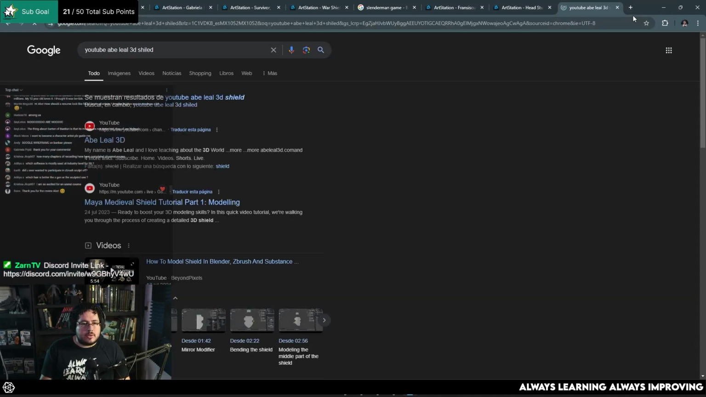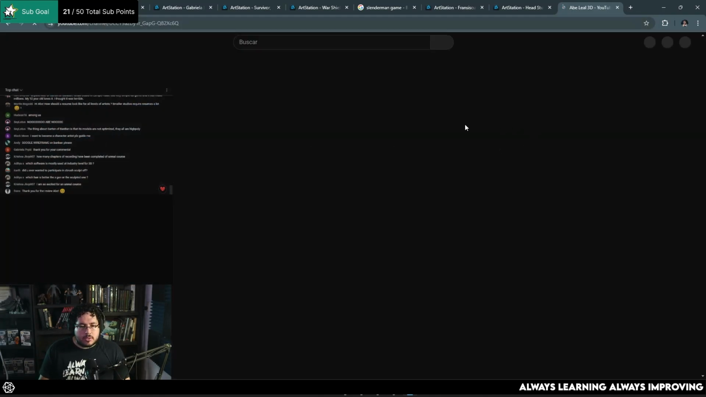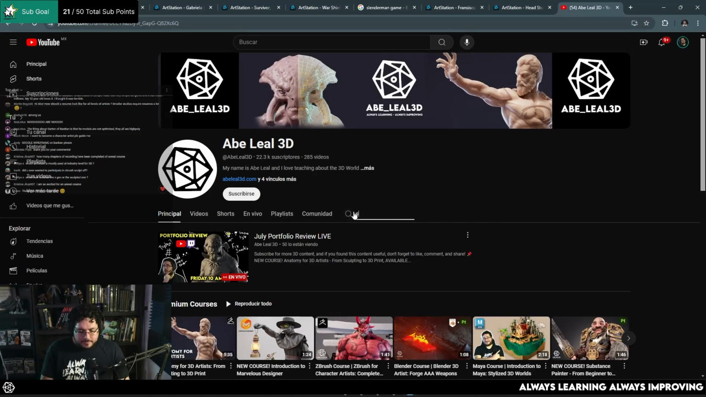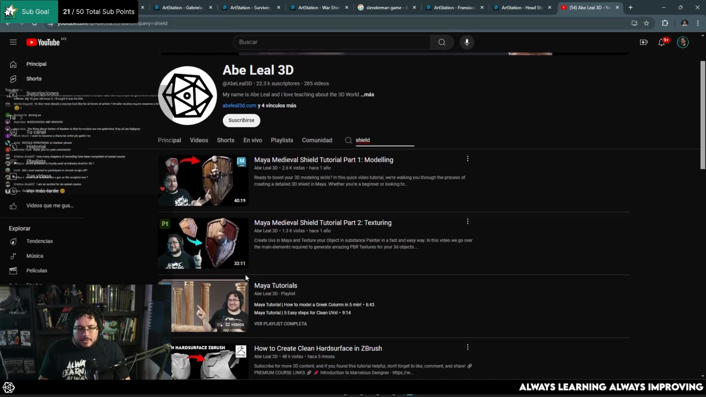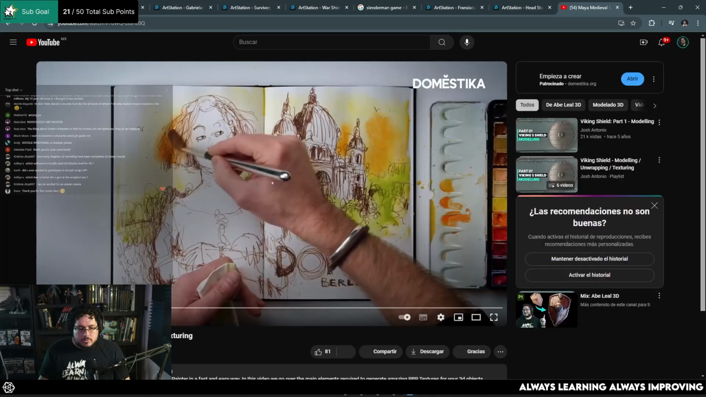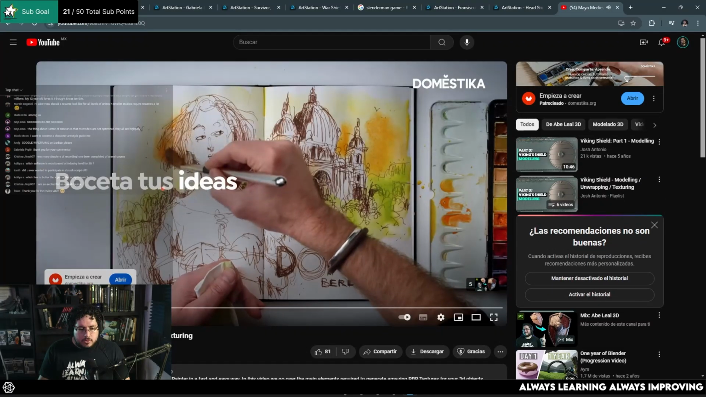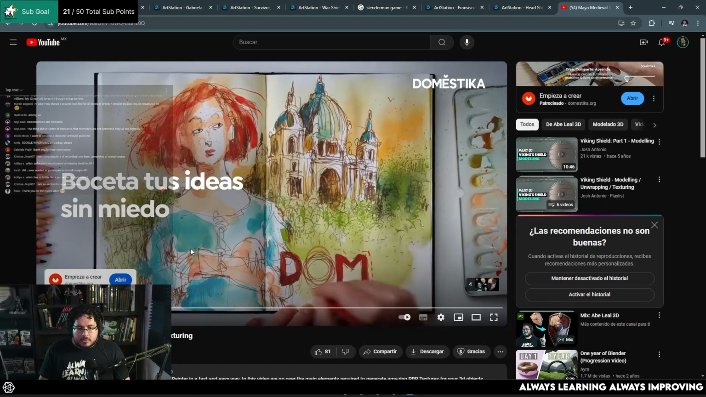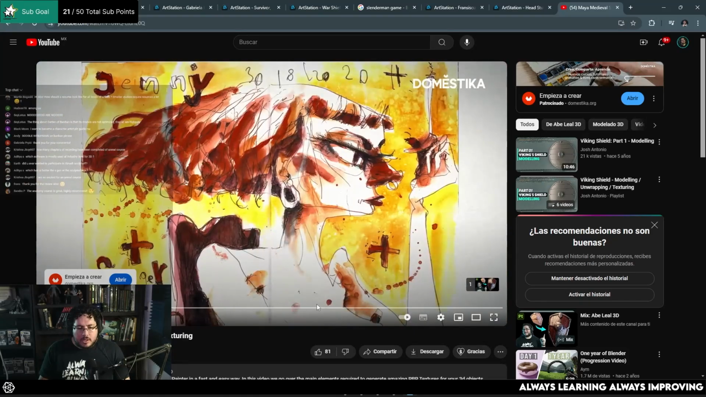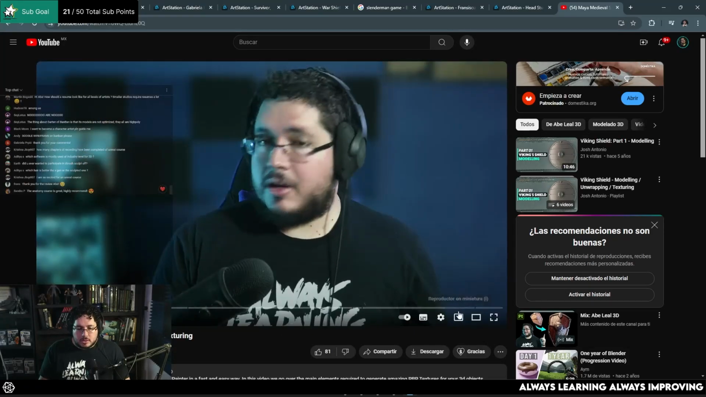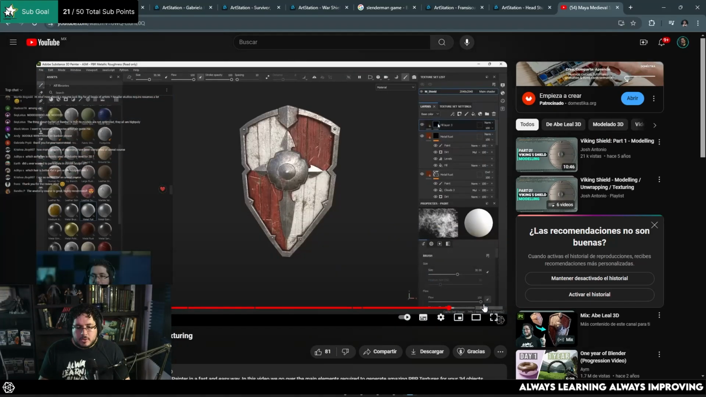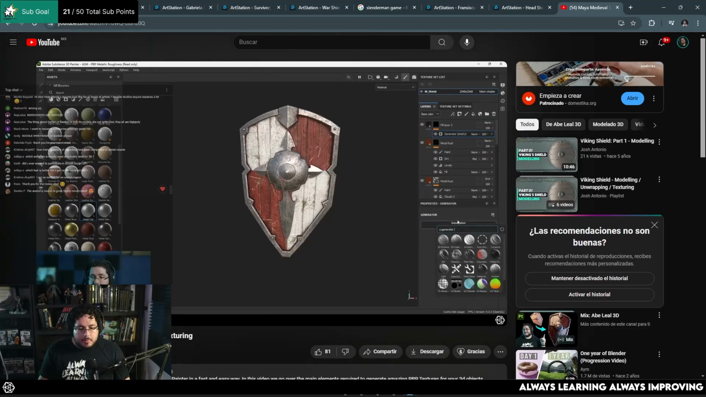3D shield. Let's see, where is it? So I did a shield. There you go. And there's this tutorial for this shield in case you guys want to see it. There's the modeling and the texturing and everything, like a crash course on prop creation. But I don't have anywhere to show this shield, so I'm not gonna have it on my portfolio, right? Because it's just a shield.